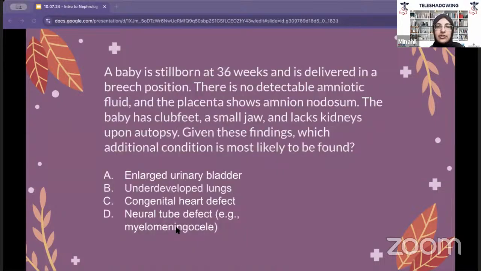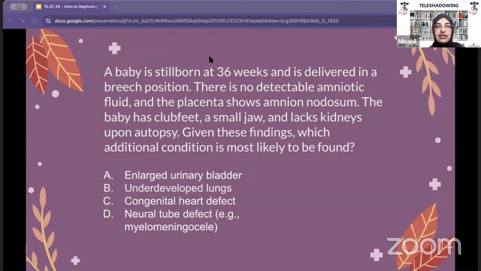Now let's talk about another question here. A baby is stillborn at 36 weeks and is delivered in a breech position. There is no detectable amniotic fluid, and the placenta shows amnion nodosum. The baby has club feet, a small jaw, and lacks kidneys upon autopsy. Given these findings, which additional condition is most likely to be found? A, an enlarged urinary bladder, B, underdeveloped lungs, C, a congenital heart defect, or D, a neural tube defect, like myelomeningocele.